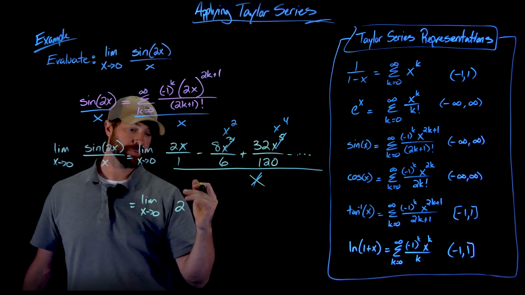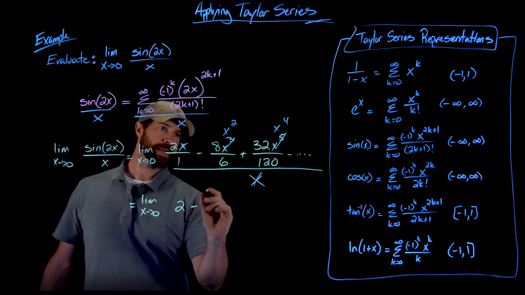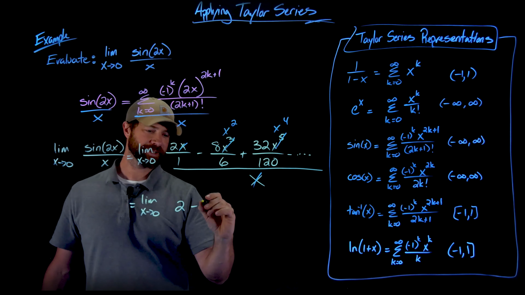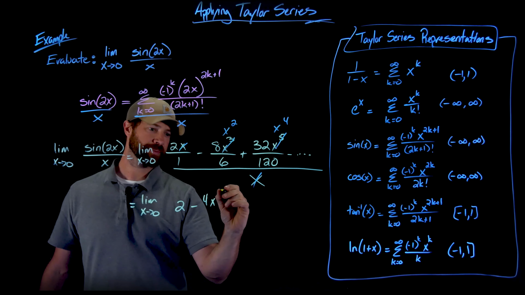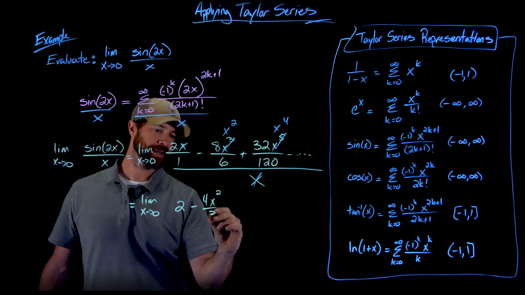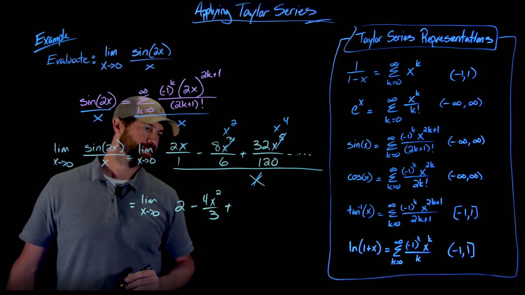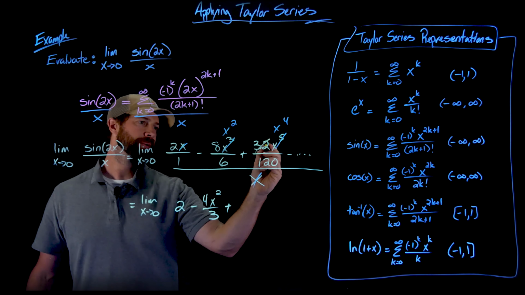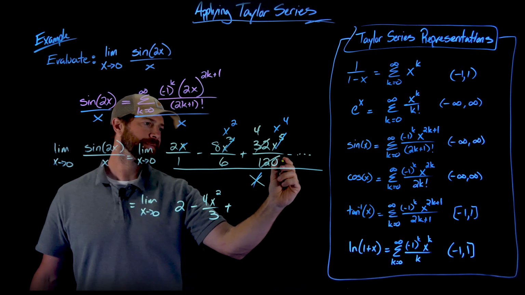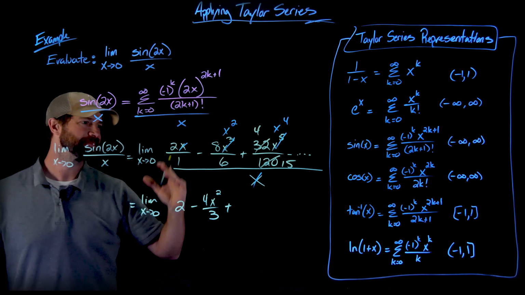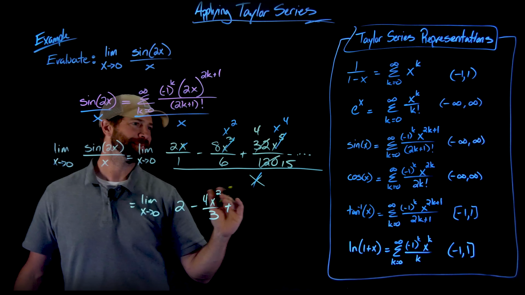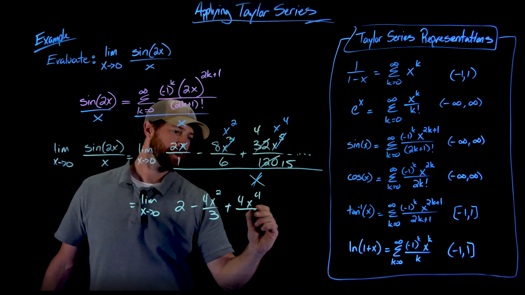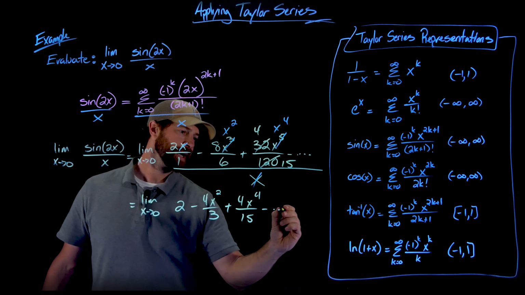So it'll just be a 2 over 1 or 2, and then minus x squared 8/3, but let's call that 8/6, excuse me. We'll call that 4/3. We should reduce that a little bit right there. Plus, and again, we should reduce this. These are both divisible by 8. So this is a 4 and that's a 15. I really don't need this, but hey, I'm a math teacher. Might as well keep all my fractions reduced. So we have 4x to the 4th over 15 and so on.